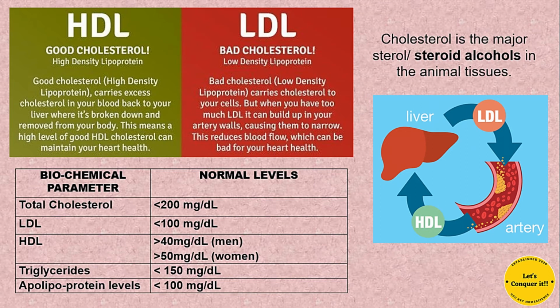HDL is called good cholesterol because it acts like a vehicle. It carries the excess cholesterol which is present in your blood and in your cells back to your liver. In the liver it gets broken down and it is excreted out in the form of bile. This bile gets mixed with the feces and gets excreted. This means if you have good HDL cholesterol levels in your body, it is performing better in removing the extra cholesterol present in your cells or in your blood. So having good cholesterol levels is actually good for your health. It means you have better cardiac health, good heart health.